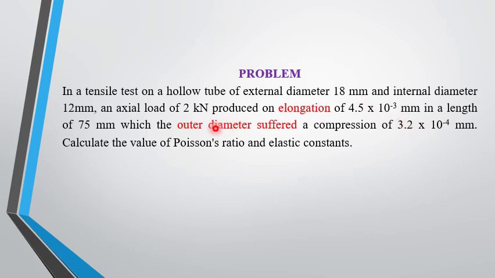Length is 75 mm. Calculate the Poisson's ratio and elastic constants. Elastic constants means E, C and K. So we can write down everything.